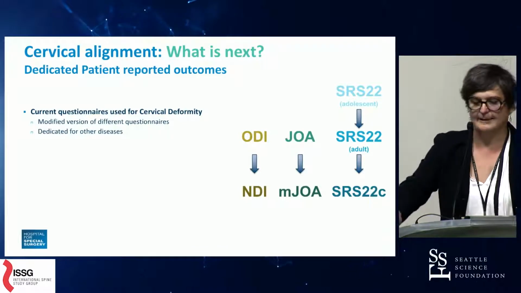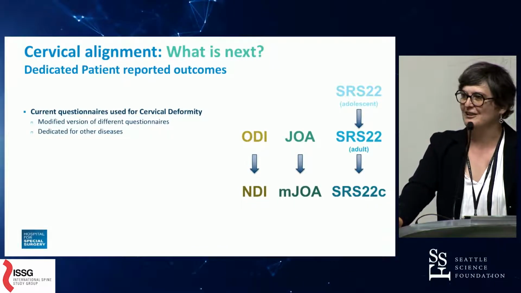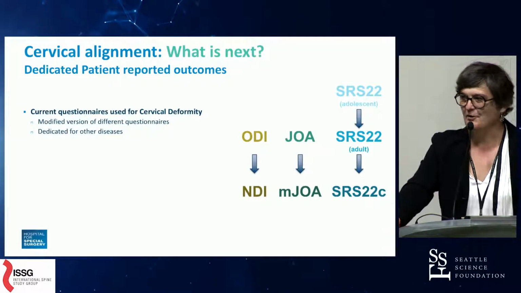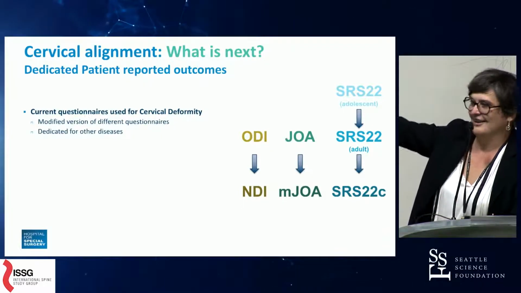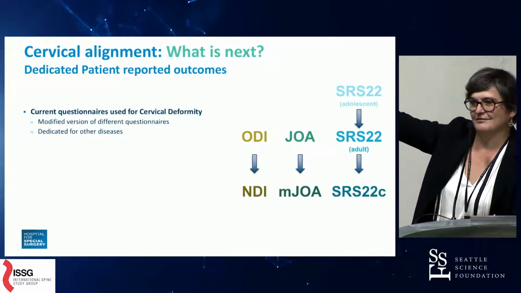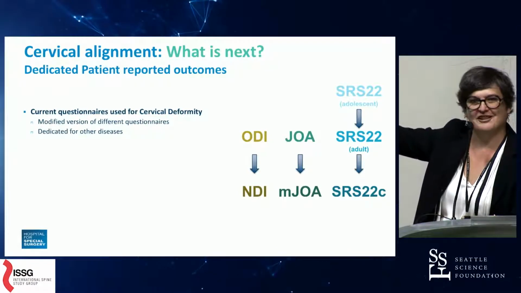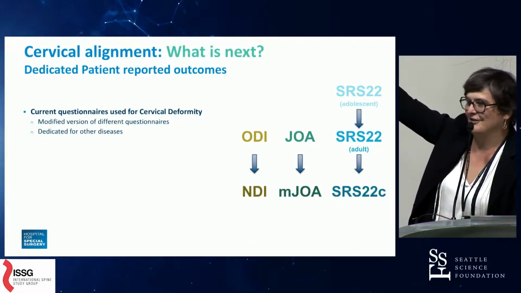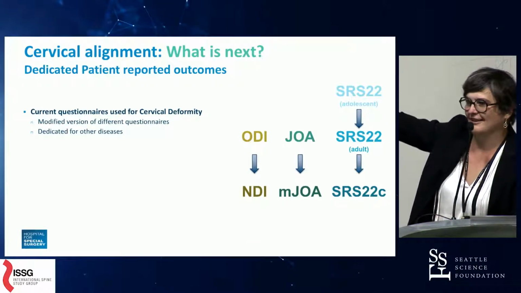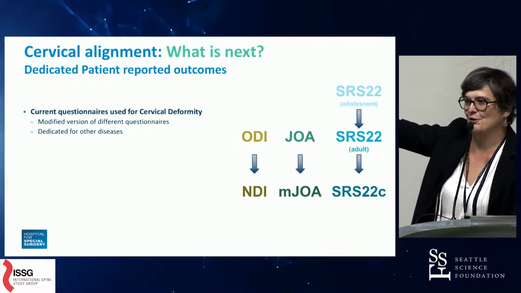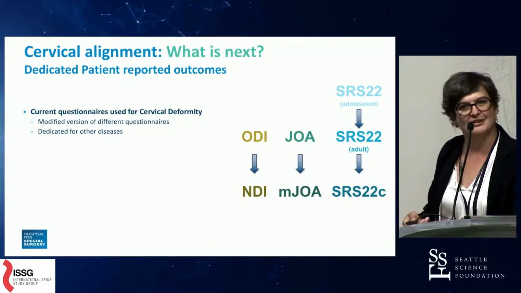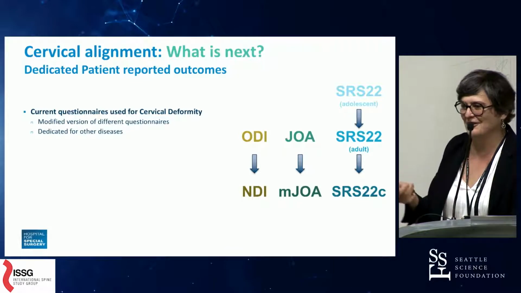As of today, unfortunately, we still don't have any disease-specific outcome. What we're using right now is the ODI. Someone changed a few questions to call that the NDI. There was the SRS-22 that was developed for adolescents. We use that for adults, and we're thinking about changing a few questions to use it for cervical, but that's probably not the right method.